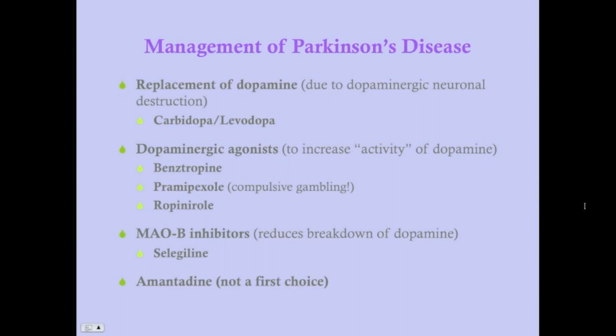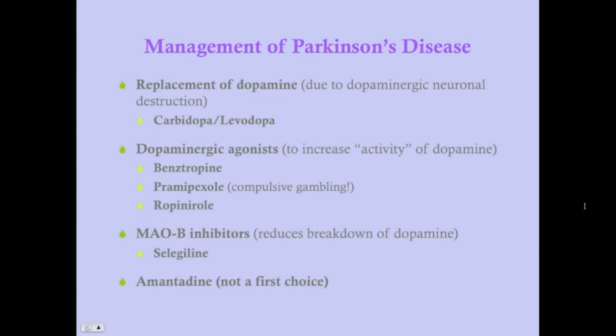And MAO-B inhibitors also are given for Parkinson's disease. MAO-B inhibitors are given for depression because they reduce the breakdown of dopamine. But in Parkinson's, they're given for the same reason, because dopamine is at a severe deficiency because of the degenerative process. So selegiline is the MAO-B inhibitor of choice. So these five drugs are the most commonly given, and they're our first line of choice, with carbidopa and levodopa being probably the most prominent.